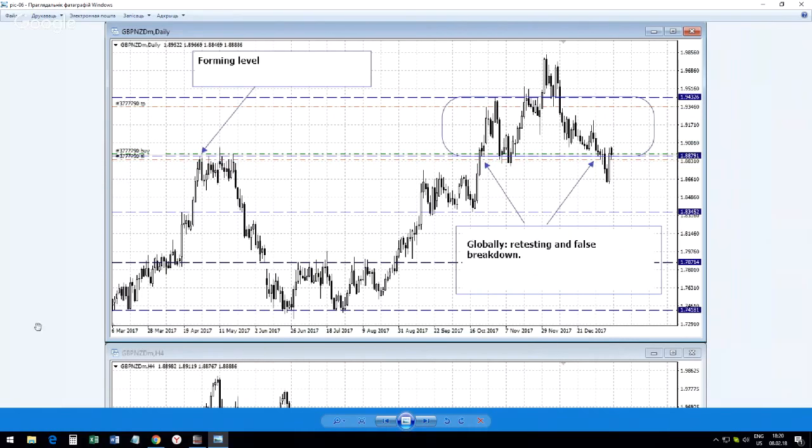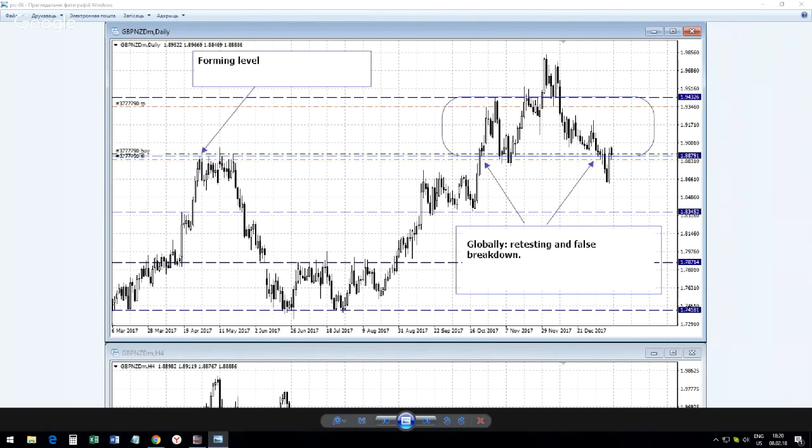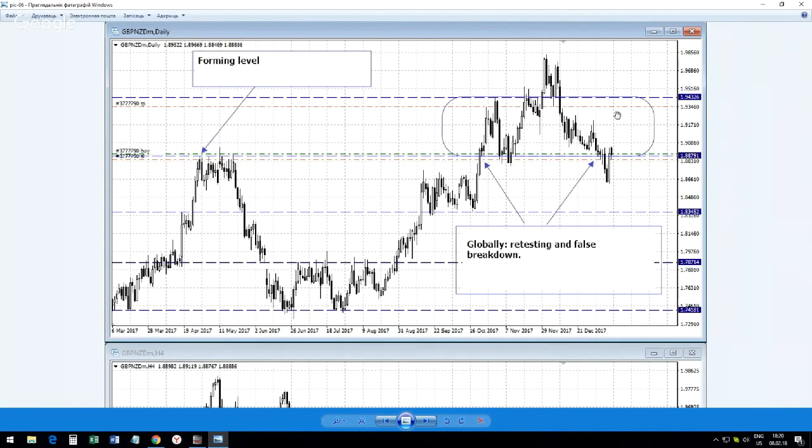So, and you see that globally we have a mirror level, and after false breakdown you have an idea of pullback into this channel, pullback and moving into the next key level. So we have an idea, we have a strong level, and we can work locally.